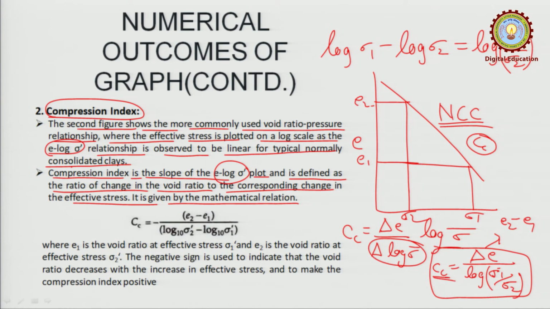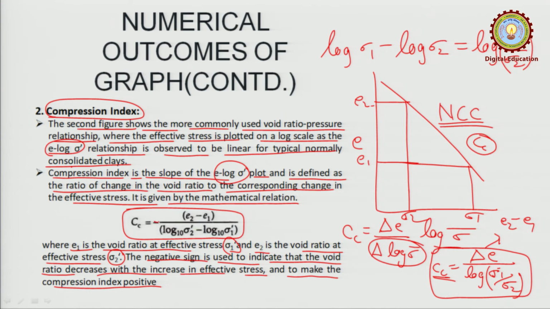We can write it like this also, or like this also, anything you can write, where e1 is the void ratio at effective stress sigma 1 and e2 is the void ratio at effective stress sigma 2. The negative sign is used to indicate that the void ratio decreases with the increase in the effective stress, to make the compression index positive. You have seen that this is negative here. So, due to this negative you can see that this is sigma 2 first and then sigma 1. I have written in positive form, so sigma 1 is before and this is later on. The same expression, just you have put in a negative sign here.